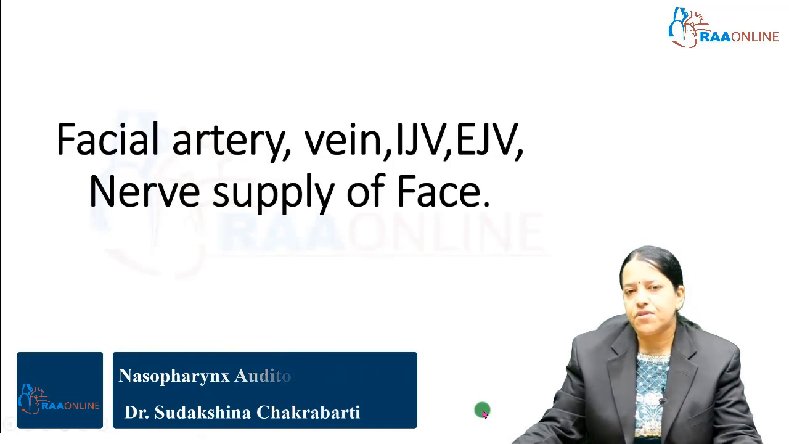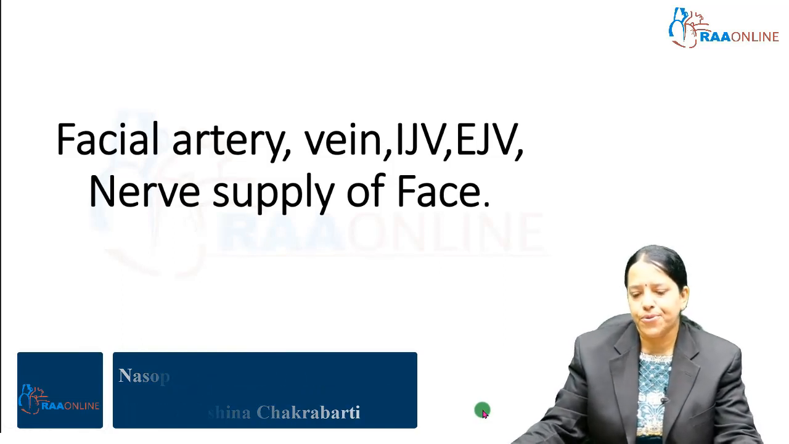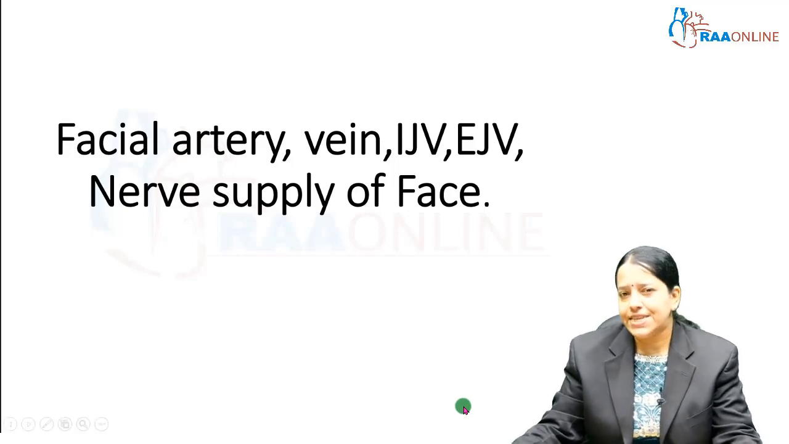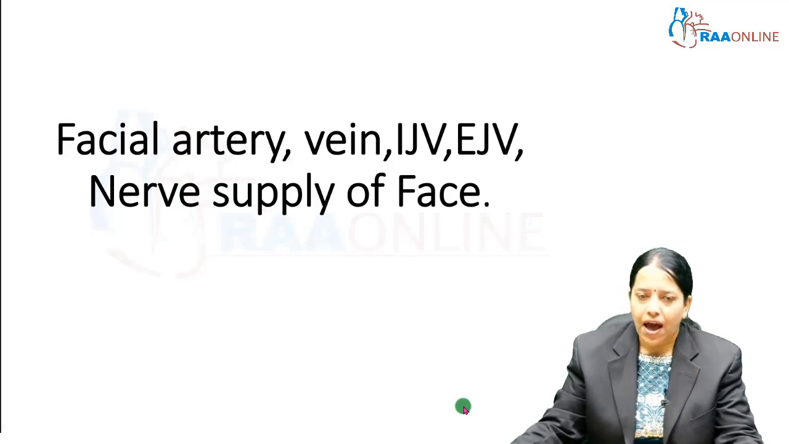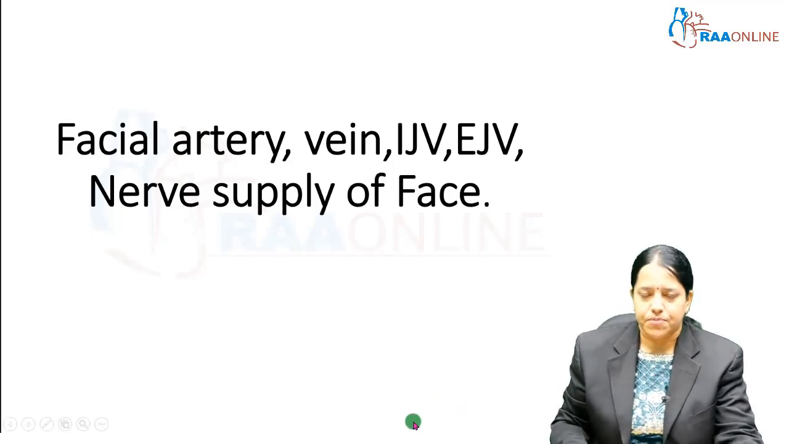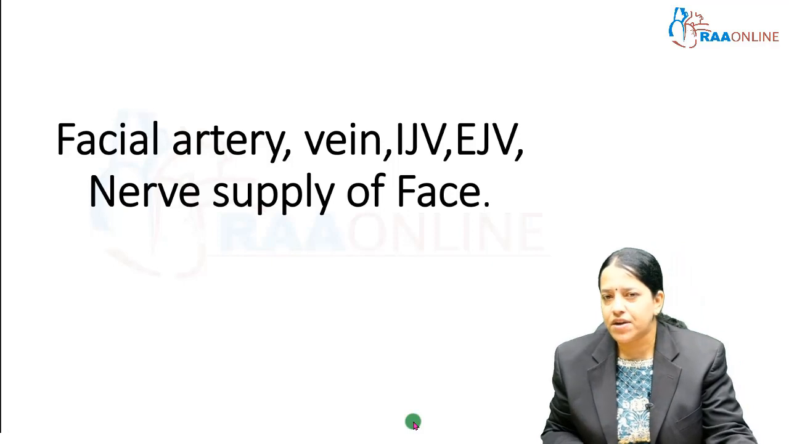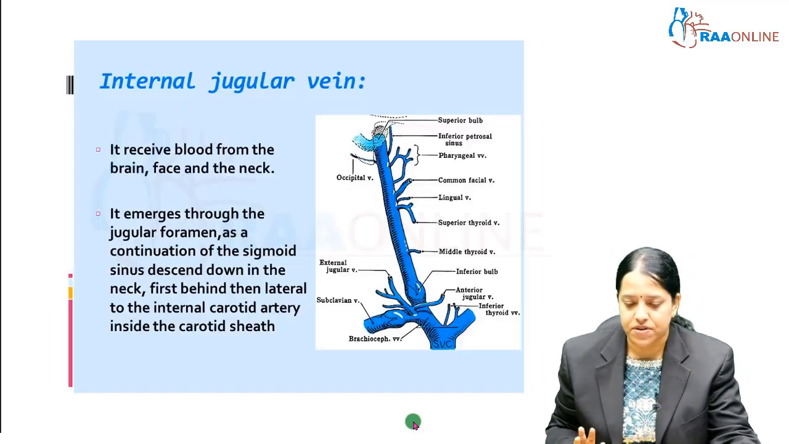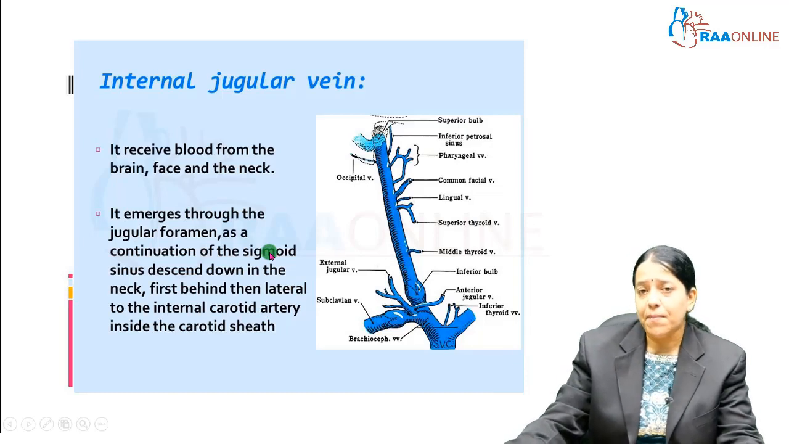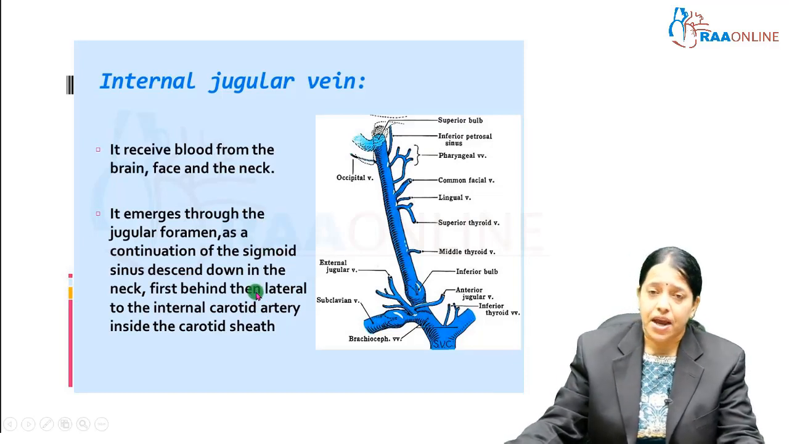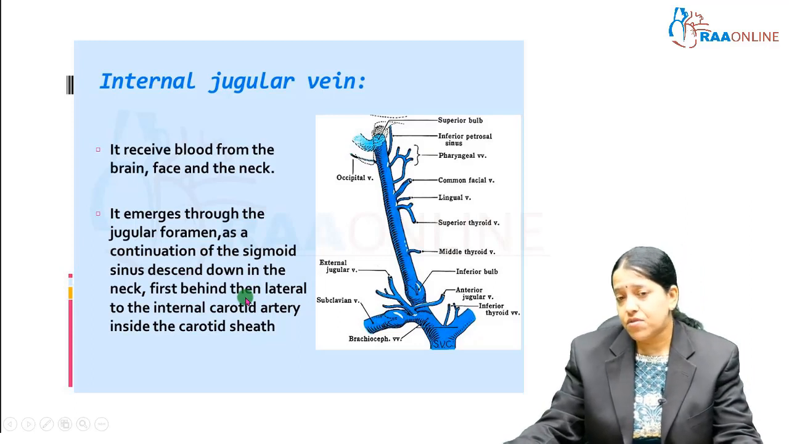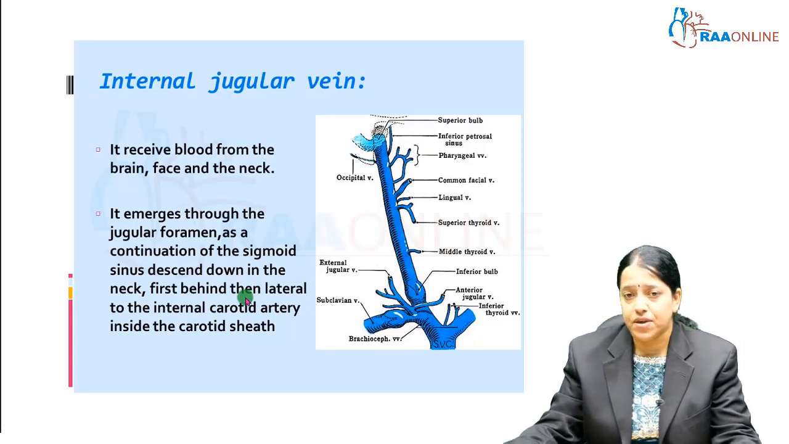Sudakshina, Professor of Anatomy. Today I am going to talk to you about the facial artery, the vein, the IJV and the EJV, and also the nerve supply of face. So coming to the portions as such, I will be starting with the internal jugular vein first and the related anatomy. Internal jugular vein can come as a clinical question. It can also come as a short note as such independently, and it is also a well-known question for MCQ.